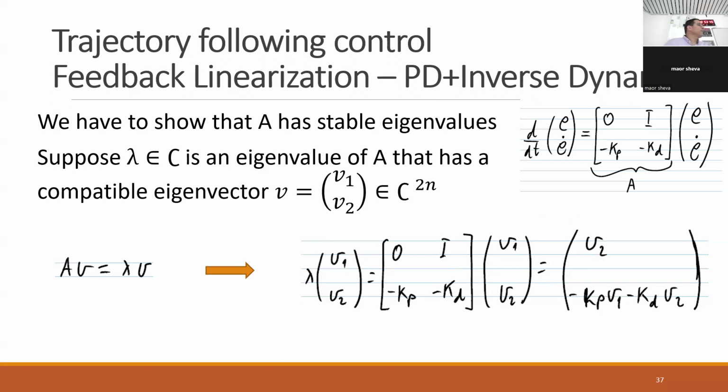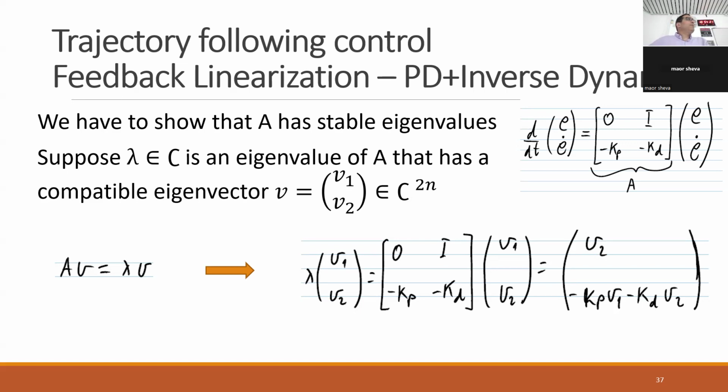So this is our dynamical system on the right here. And now we need to see what are the conditions on Kp and Kd. Now we start the proof with an assumption that lambda is an eigenvalue of A. And lambda can be a complex number.